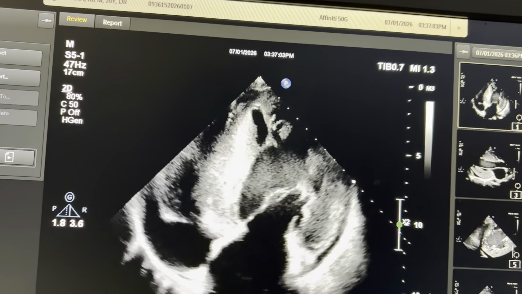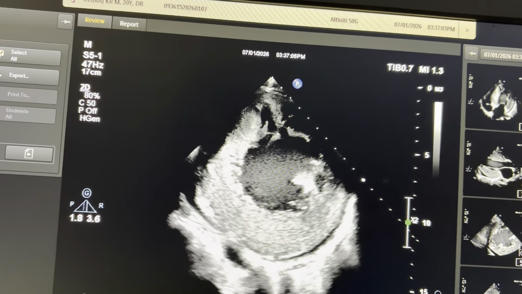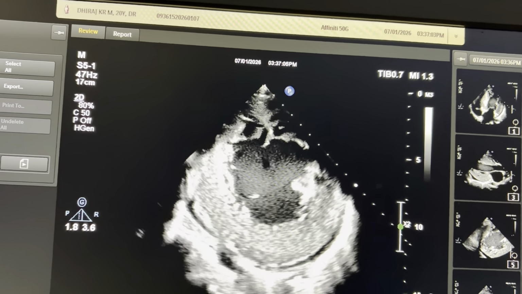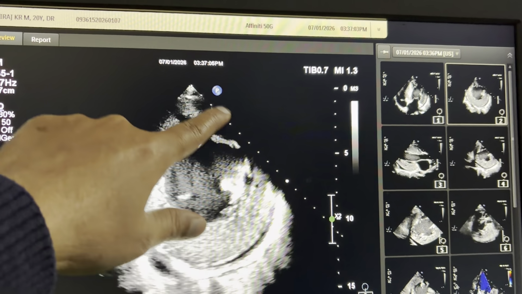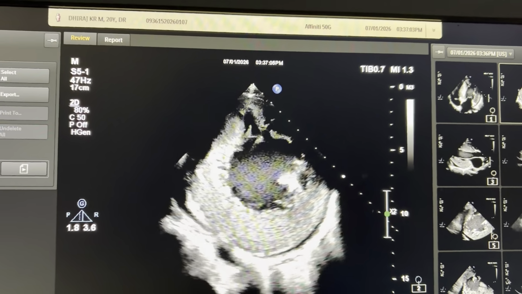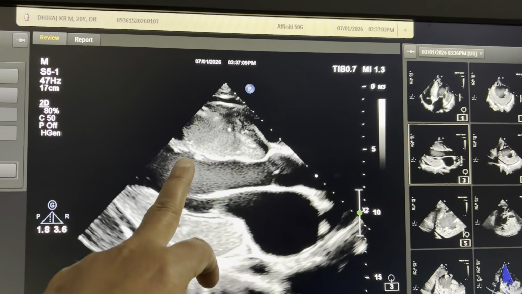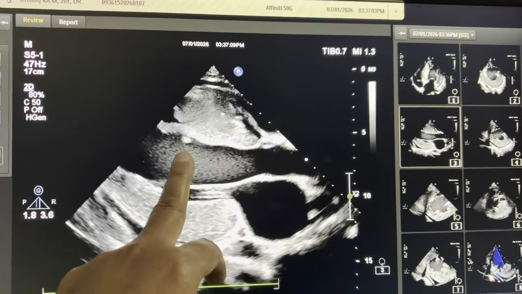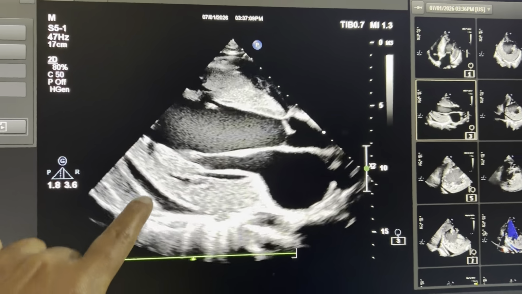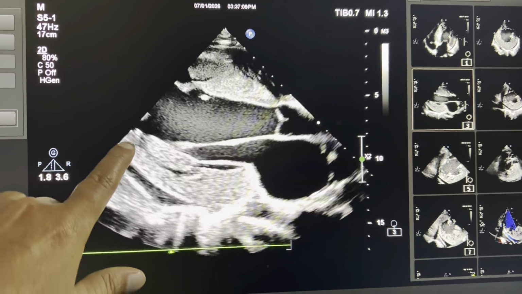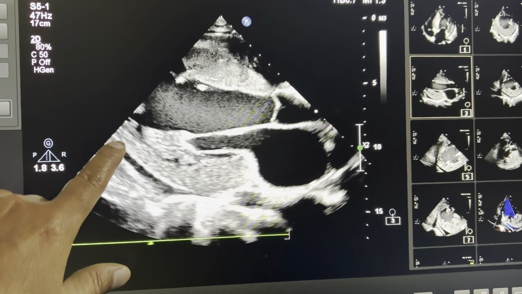Now the next image, this is the short axis view. You see that this portion is very much thickened, but this portion is very much thin. Again, this is the parasternal long axis view: left atrium, left ventricle, aorta. This is minimal pericardial effusion. You can see this portion is thick, this portion is very much thin.